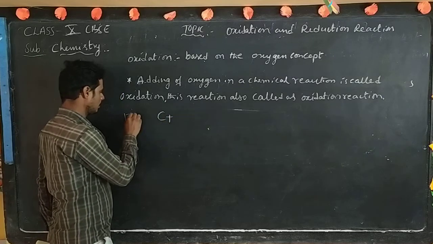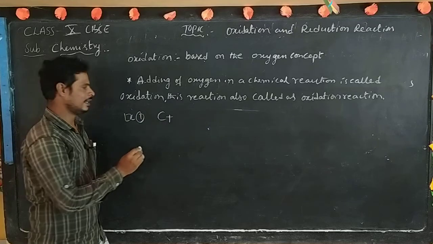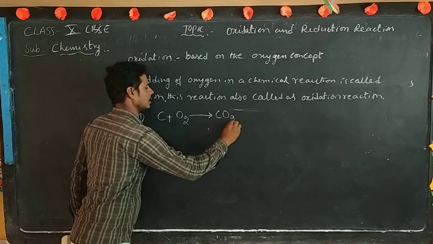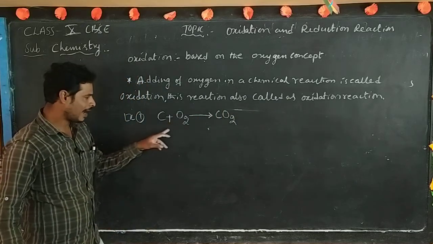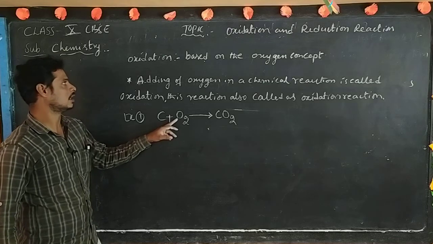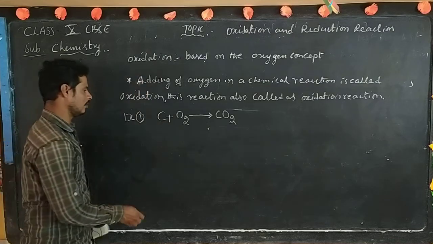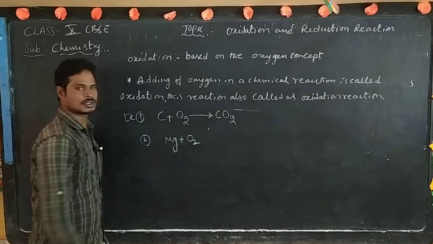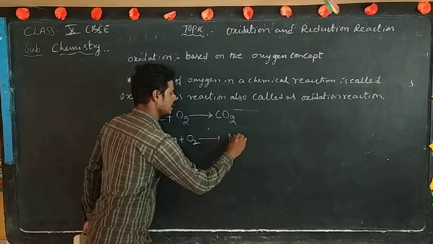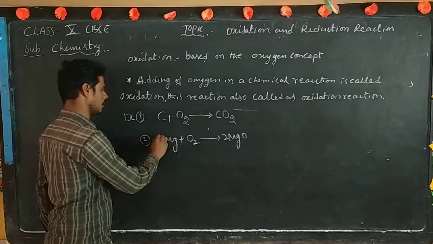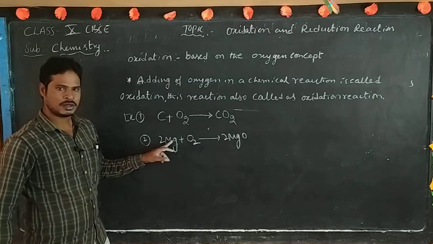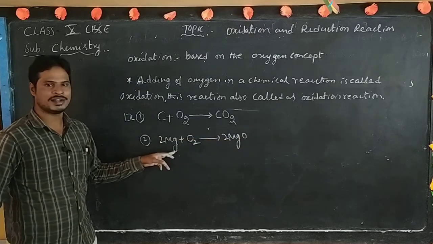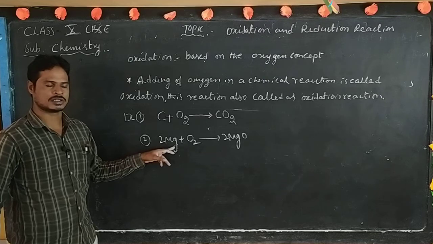Example 1, carbon burns in the presence of oxygen to form carbon dioxide. So here what is there? Here we are adding oxygen in a chemical reaction. That's why it is called an oxidation reaction. Next, example 2. Magnesium ribbon burns in the presence of oxygen to form magnesium oxide. For balancing purposes, you should keep numbers. Here oxygen is added in the reaction, so it is called an oxidation reaction.